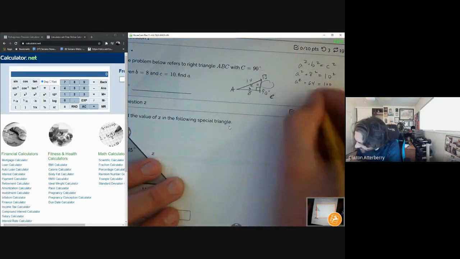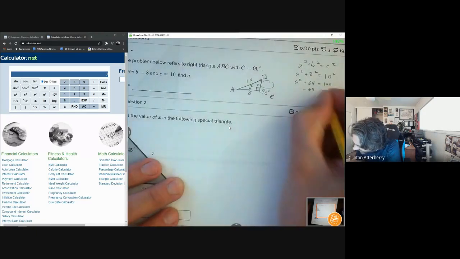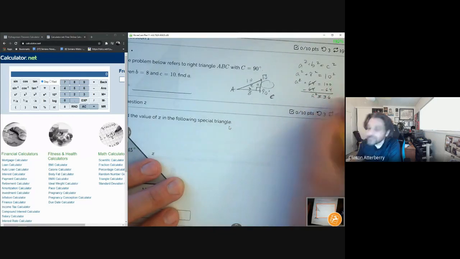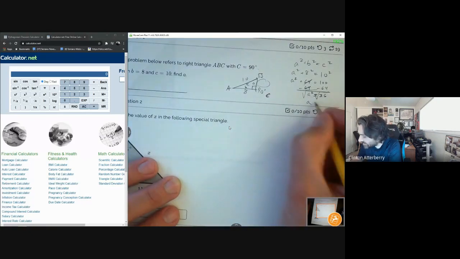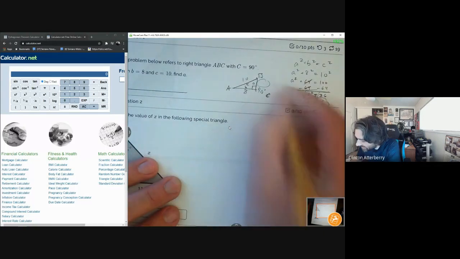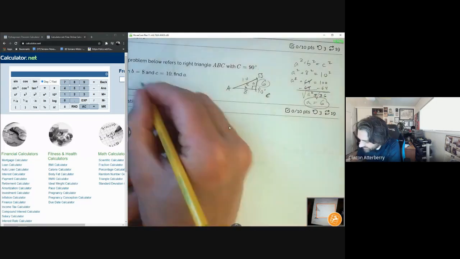Solving for A squared, I'm going to subtract the 64 from both sides. And A squared is going to equal 100 minus 64, which is 36. And so I'm going to square root both sides so that A squared becomes just A. That's what the square root does to a squared term. And then 36 is 6 squared. So the square root of 36 is just going to be 6. Okay. And that is a Pythagorean triple.